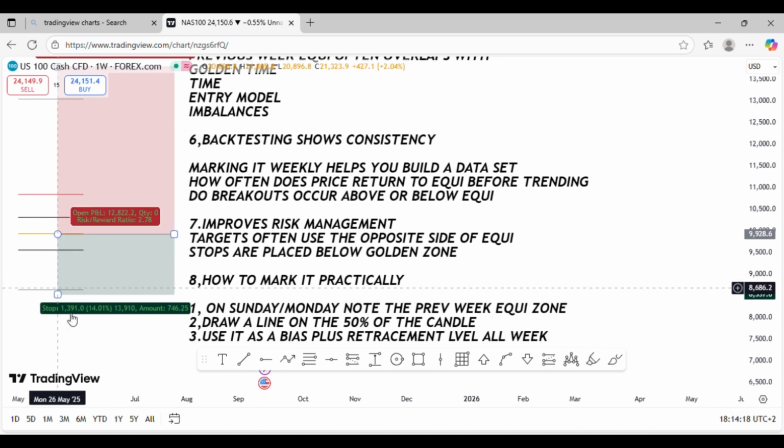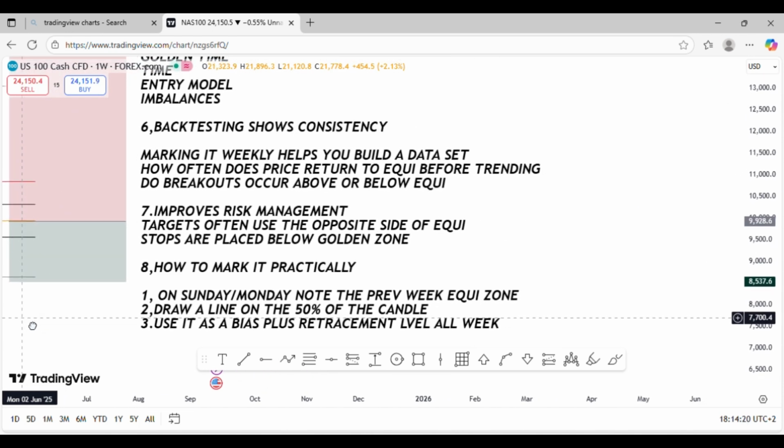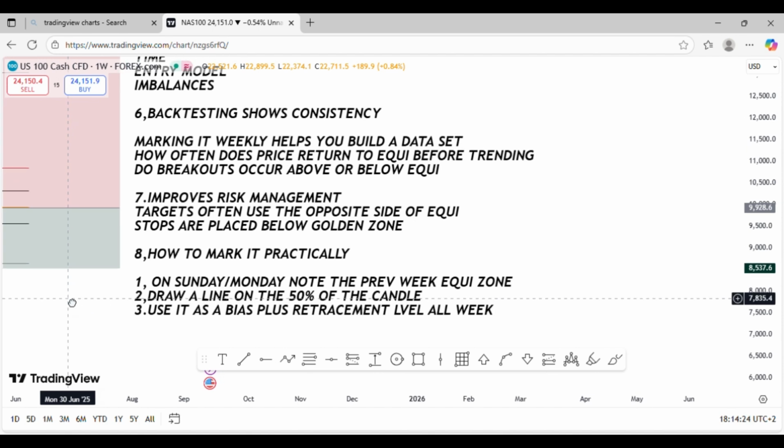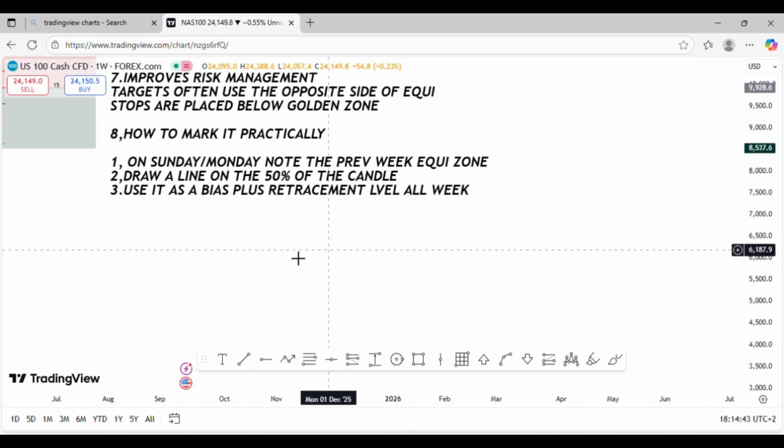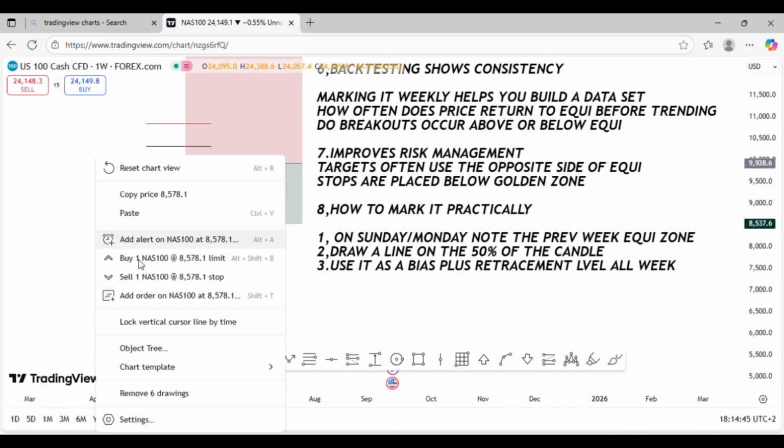So let's not confuse this, guys. These are not support and resistance zones. These are equilibrium zones. So number 1, how to mark it practically: on Sunday or Monday, note the previous week's equilibrium zone. Number 2, draw a line on the 50% of the candle. Number 3, use it as a bias plus retracement level for the week. You understand? This is what I am talking about.